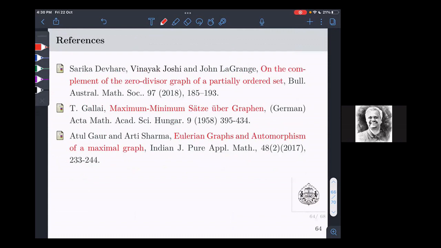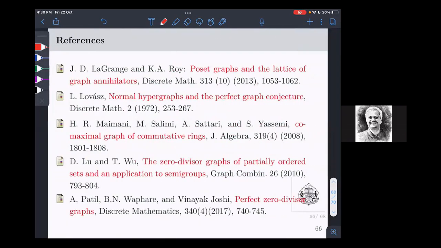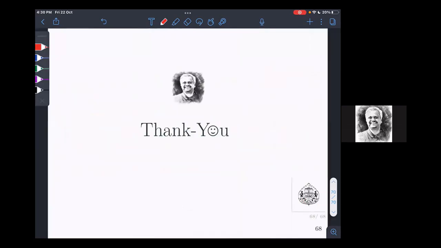So this is a paper where the perfect graph story started. So this was the first paper, of course, in German, which talks about the perfect graphs. So these are a few papers.